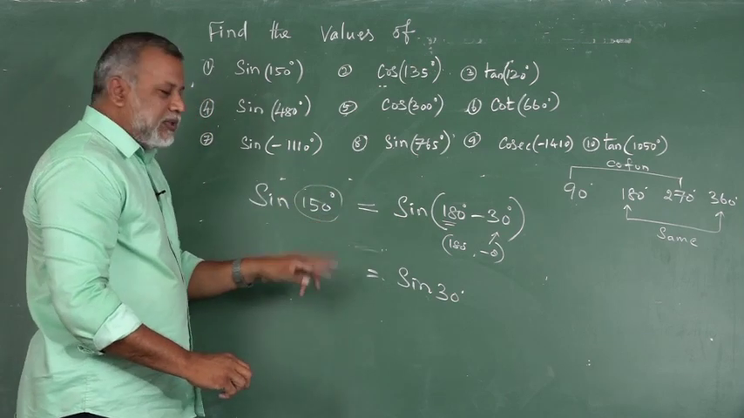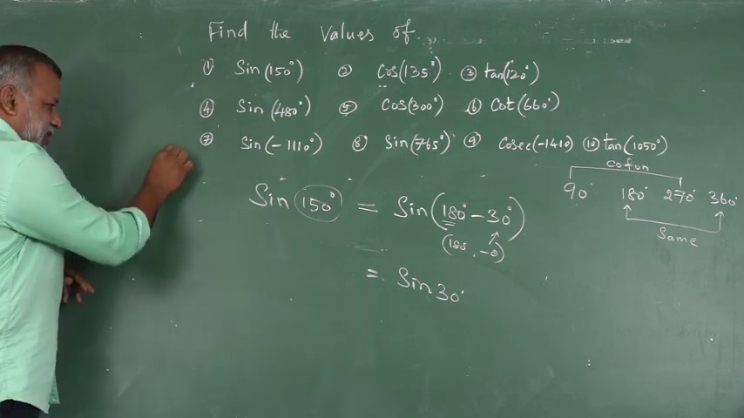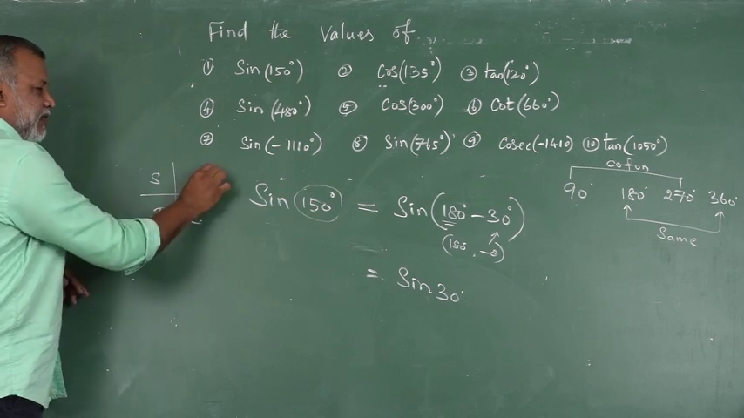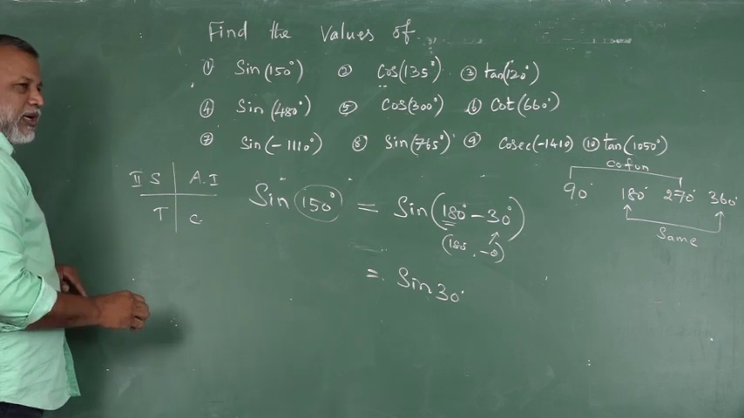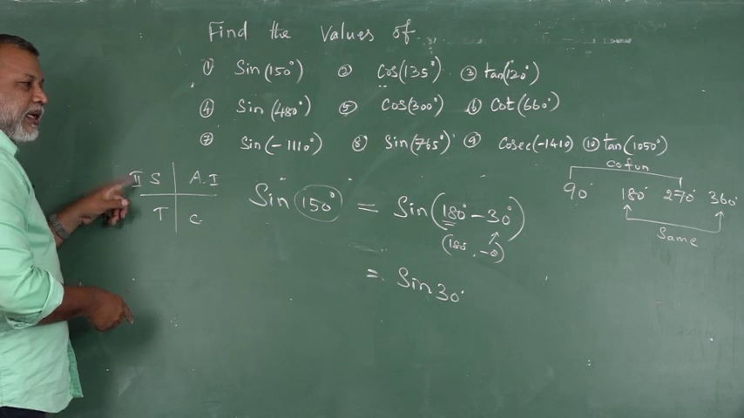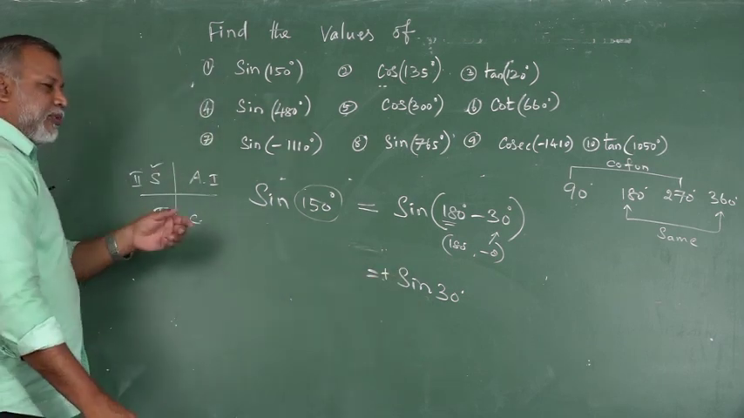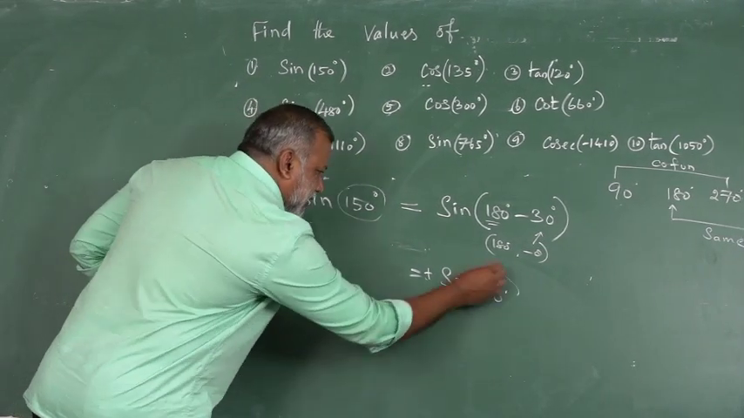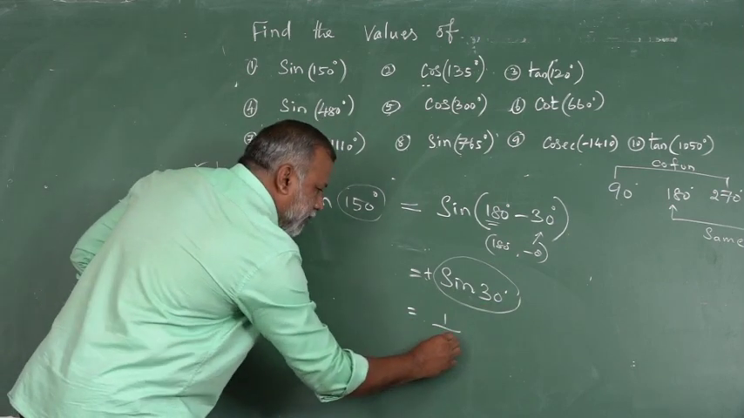After relating the values, then think about the quadrants. 150 degree. With the help of this ASTC, already we learned about this one. First quadrant all positive, second quadrant sine and its reciprocal positive. So 150 degree lies in the second quadrant. In the second quadrant, sine is positive. So it will produce positive sine 30.